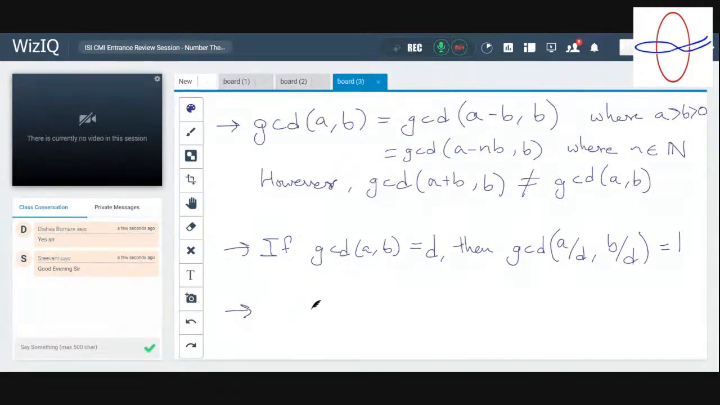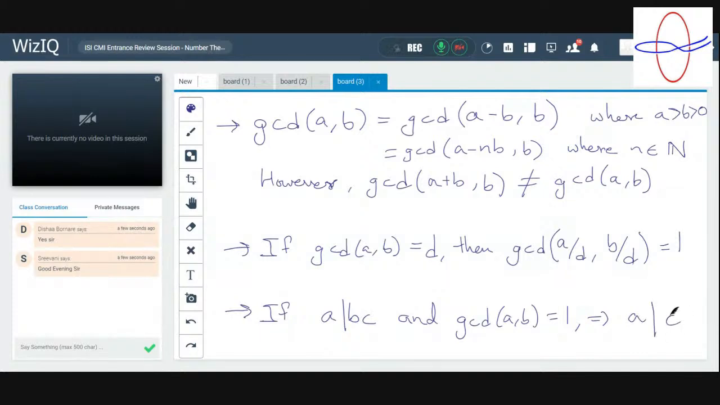Then you have what's called Euclid's lemma, but you don't really need the name. The result will still be obvious to you. I forgot one condition: say A divides B times C, and the GCD of A and B is 1. Then immediately you realize that A must divide C.